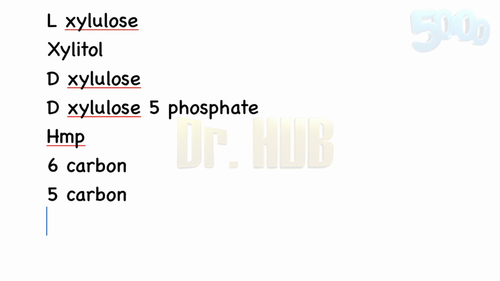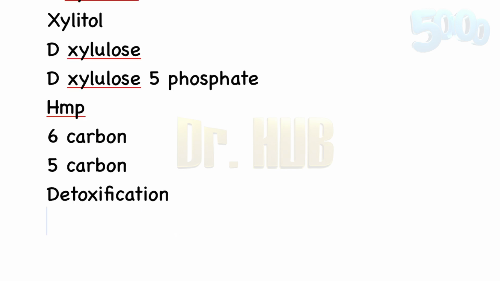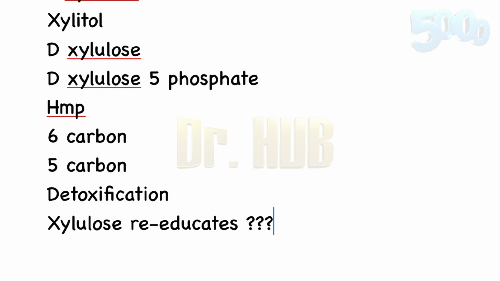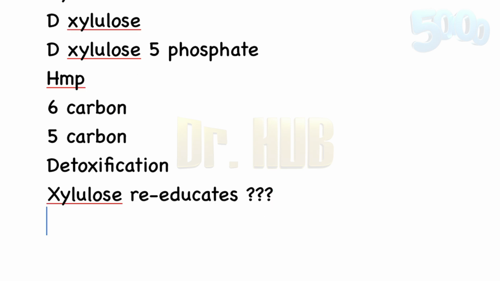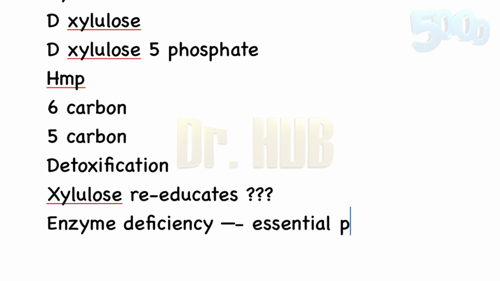Next is the step of UDP glucose to UDP glucuronic acid. Here the glucuronic acid gets donated for the detoxification reaction. Then in the step from L-xylulose to xylitol, there is the presence of the xylulose reductase. So what is special about this xylulose reductase? This xylulose reductase may result in enzyme deficiency. It causes essential pentosuria. So essential pentosuria.